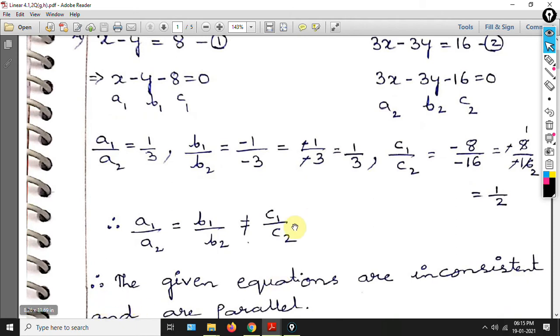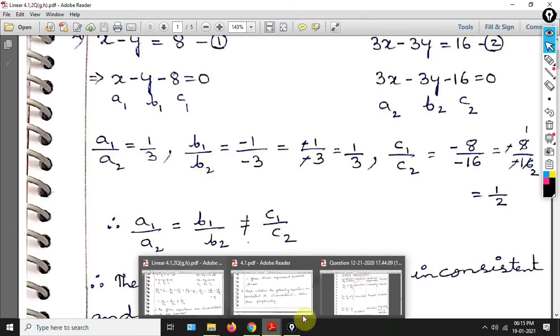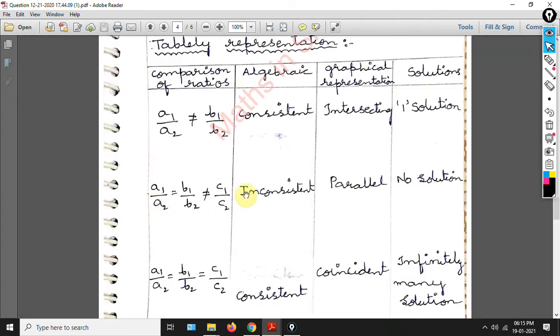Next, which condition has it gone to? It has gone to the second condition. We will see here. It has come to this condition that a1 by a2 equals b1 by b2 but not equal to c1 by c2. So algebraically, what we are getting is that they are inconsistent, meaning they have no solution.